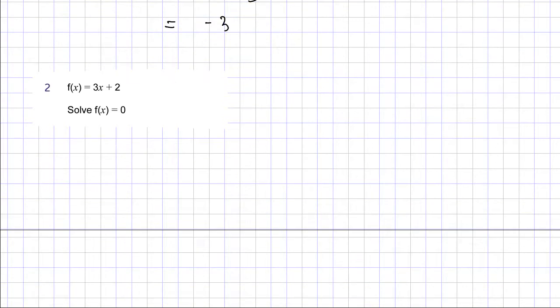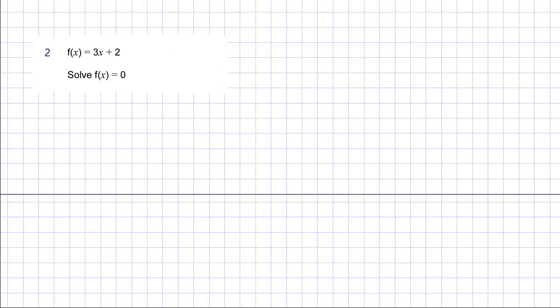Now this next question is a little bit different. I have f(x) is equal to 3x plus 2. And I'm asked to solve f(x) is equal to 0. So my output should be 0. So which input here gives me an output of 0? That's what I need to find. So my output is going to be 0. Now remember, as we said, when I input x, so x could be any number, this is my output. So when this equals 0, I need to find what x is.